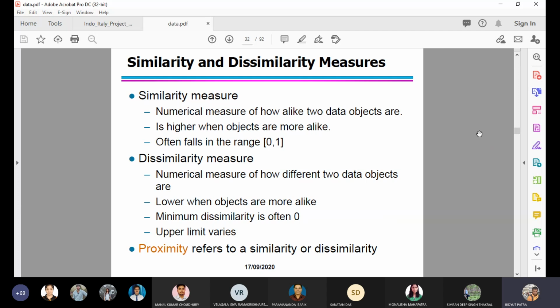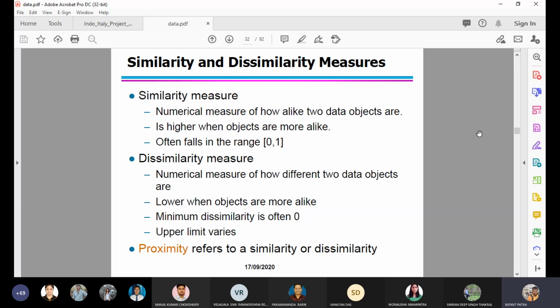So in the last class, we talked about different attribute types, if you remember very clearly. We talked about categorical attributes, ordinal attributes, and numeric attributes, and so on. For any data mining application, what we basically need to do is compare one object with another object.